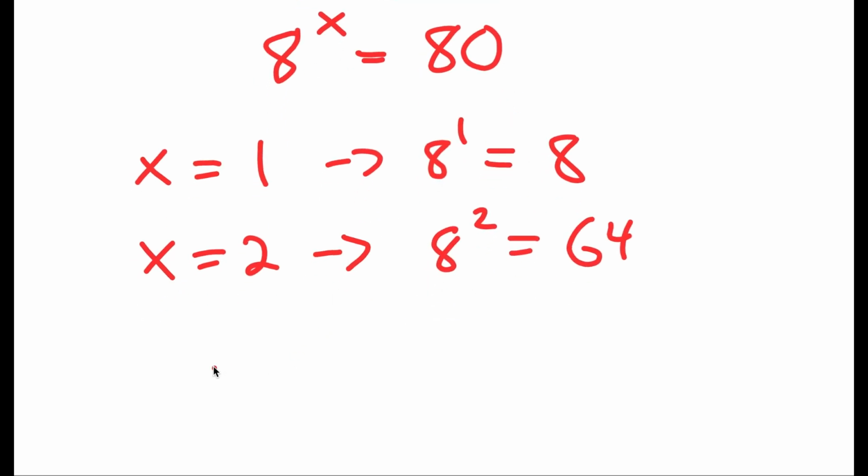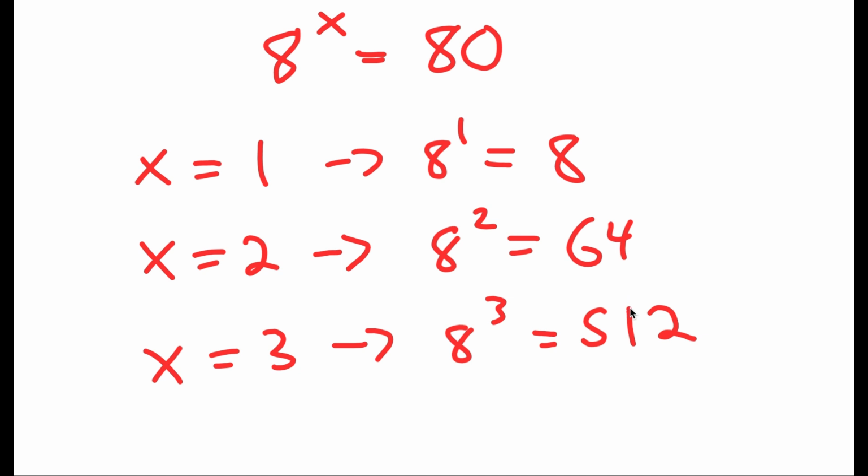So we're getting closer. And now when x equals 3, I have 8 to the power of 3, which is 64 times 8, which is 512. And this is much larger than 80. Meaning that because 80 lies between 64 and 512, our solution, or x, we should say, is somewhere in between 2 and 3. So it's going to be a decimal value.